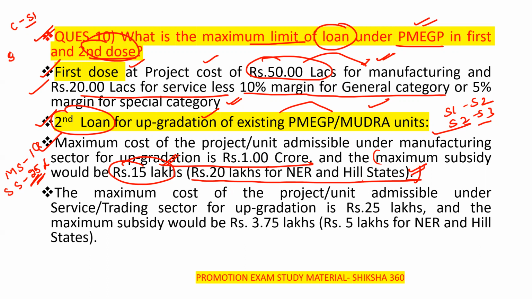Clear? And what is the maximum subsidy for? It is 15 lakh, but exceptionally for the hill states and the northeastern region, it is to be rupees 20 lakh. Clear? That it is to be rupees 20 lakh.